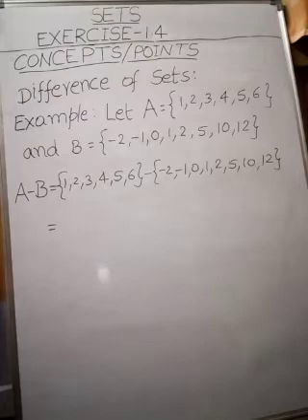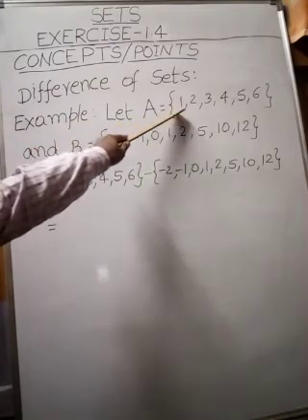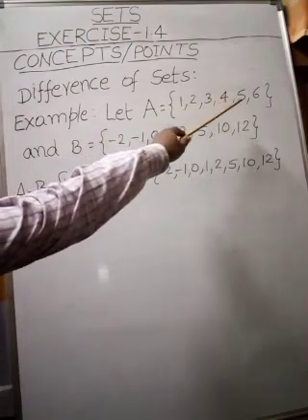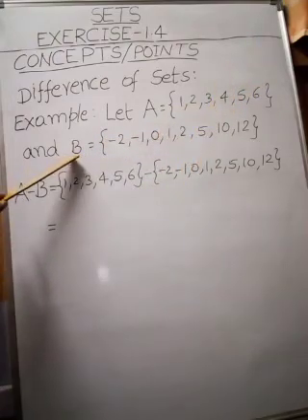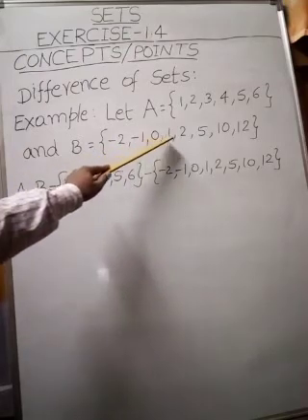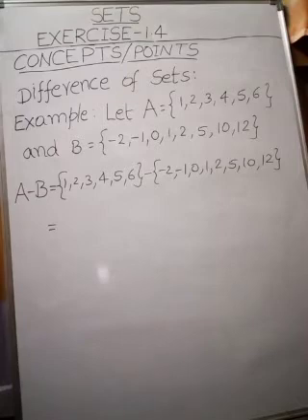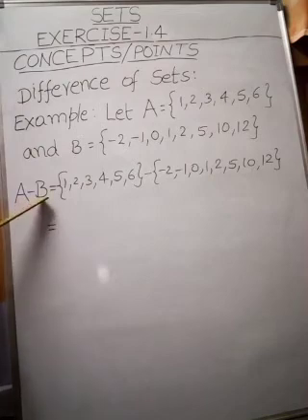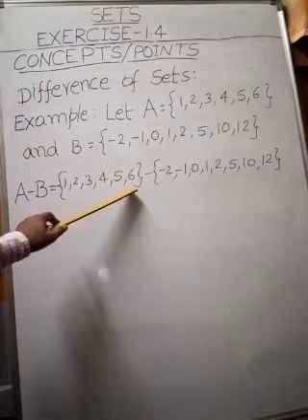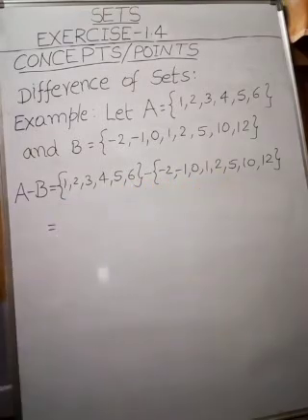Now, to understand the concept of difference of two sets, let us take an example. See here, let A is equal to set {1, 2, 3, 4, 5, 6}, and B is equal to set {-2, -1, 0, 1, 2, 5, 10, 12}. Now, how to find the difference of two sets A minus B? A minus B, I wrote here, A minus B is equal to, I wrote first set as it is A minus second set B as it is.